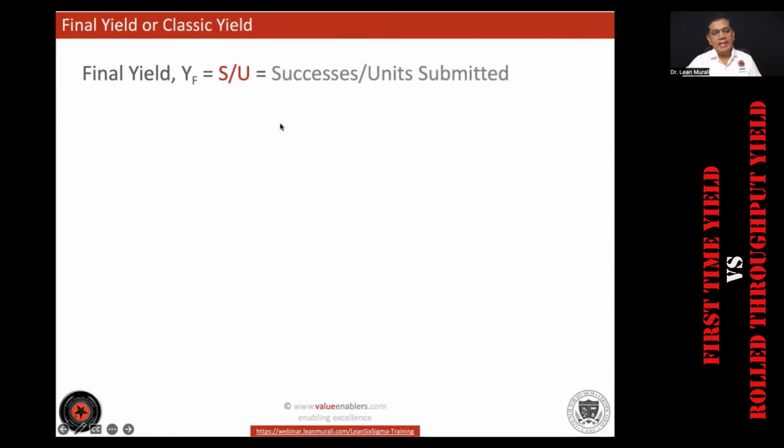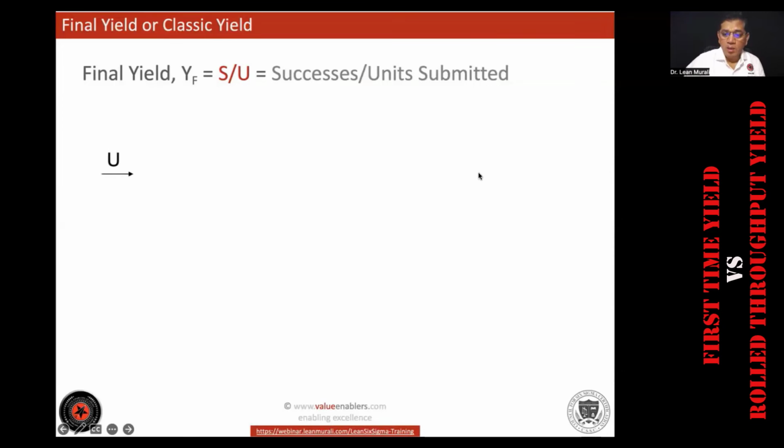So final yield is nothing but whatever is a good, successful product that has come out at the end of a production over the total units submitted. Okay. If this is clear, all of you type SC, super clear, in the chat box. Final good, successful products that have come. Okay. Thank you for your participation.